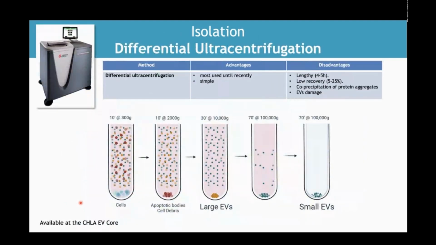Just to give an overview of these methods, differential ultracentrifugation was basically the first protocol to have been developed for the isolation of exosomes. It's probably the most used method, at least until recently, which is pretty simple. It does require access to an ultracentrifuge, but it is lengthy. The recovery tends to be pretty low, and the EVs may be damaged by the shear force.